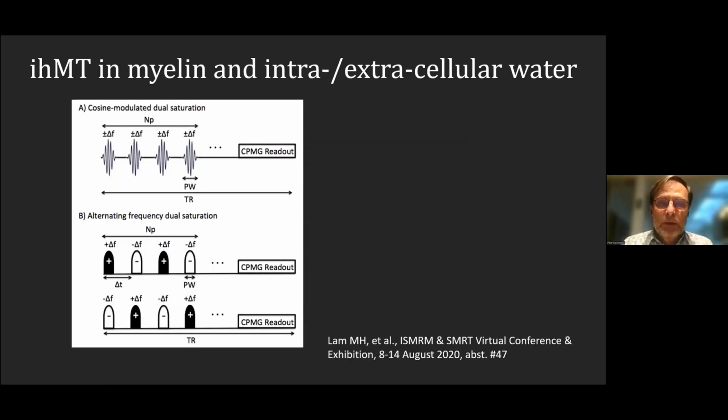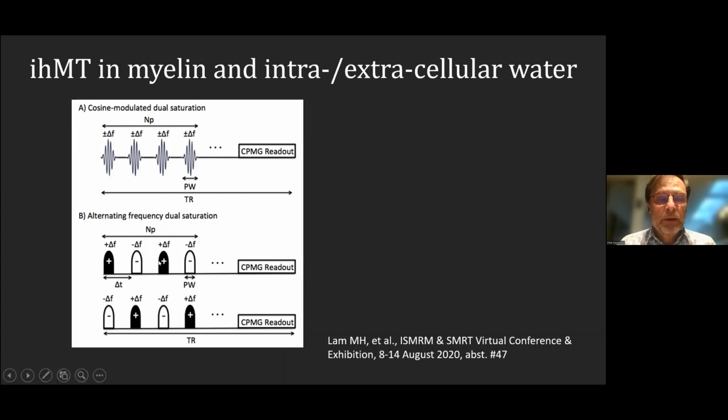Now, the one thing that we can do with this technique is basically just try to separate the myelin water and the intra-extracellular water compartment and see whether there are differences in terms of the IHMT ratio between these two compartments that would tell us how specific to myelin the IHMT ratio indeed is.